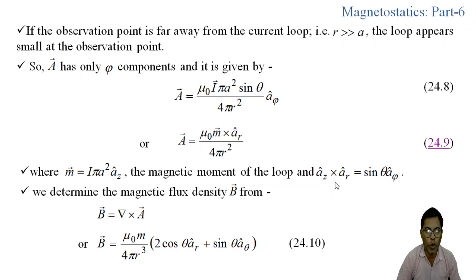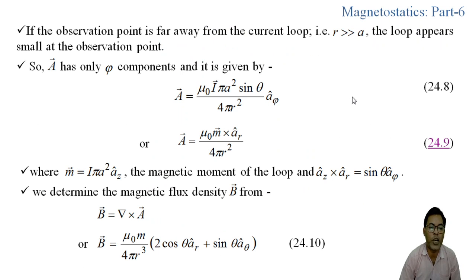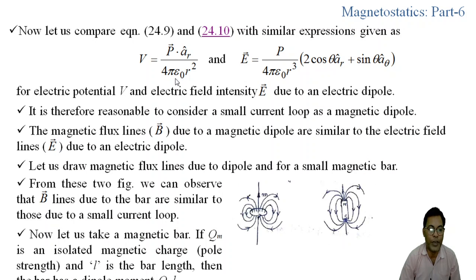Now we are going to look at equations 24.9 and 24.10, and compare these two equations with the equations we derived in the case of electrostatics. In electrostatics, we derived the potential V equals P dot a R by 4 pi epsilon naught R square. So we are going to compare expression 24.9 with the expression for V. Here you see that P is the dipole moment due to the electrostatic field.